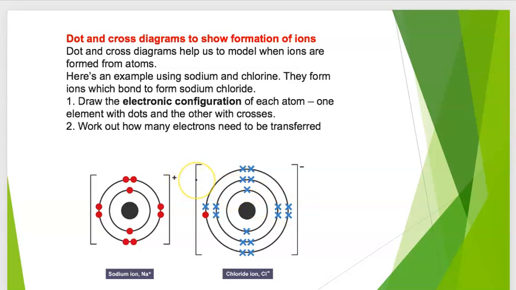So how do you go about drawing a dot and cross diagram? Draw the electronic configuration of each atom, okay? One element with dots and the other with crosses. So you first of all draw the electronic configuration of the atoms, and then we go on and work out the ions, okay? Then the second step is to work out how many electrons need to be transferred.